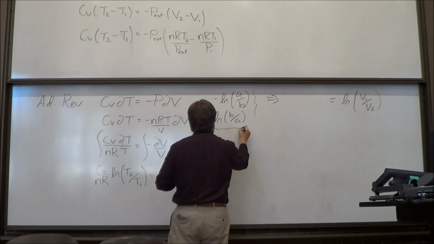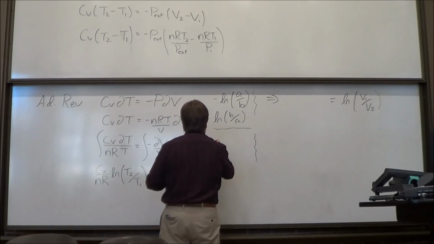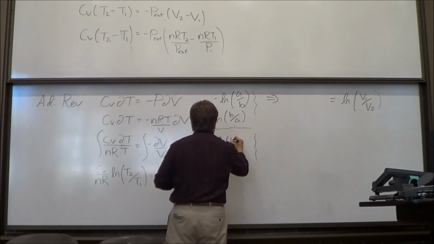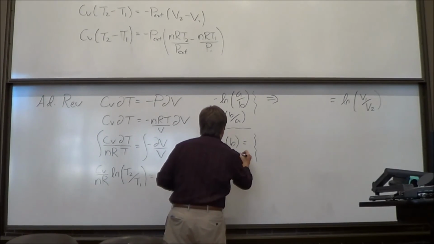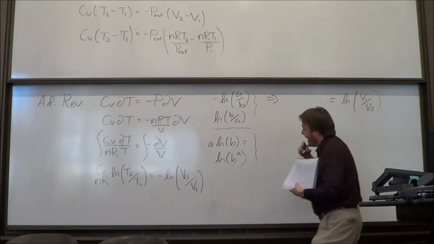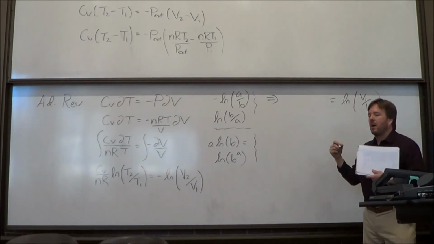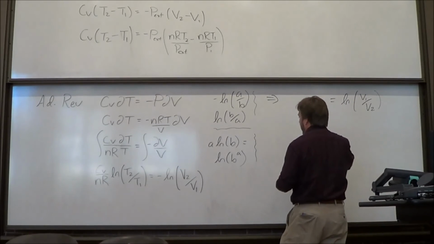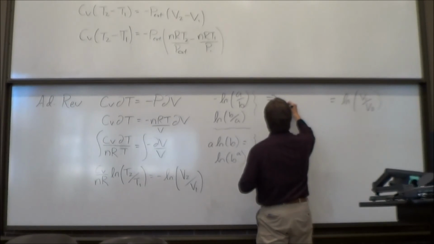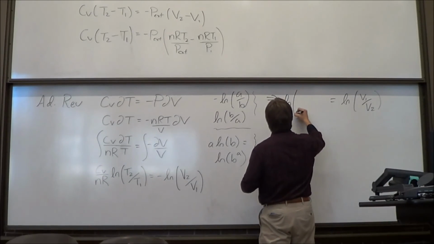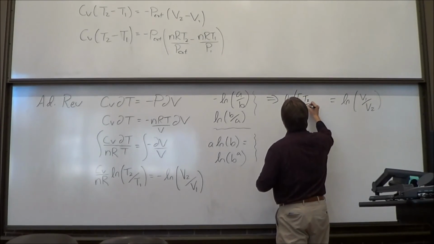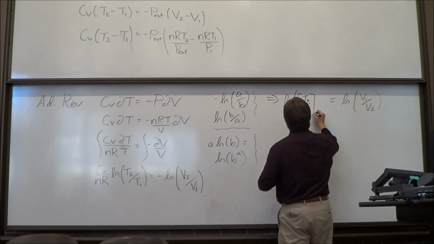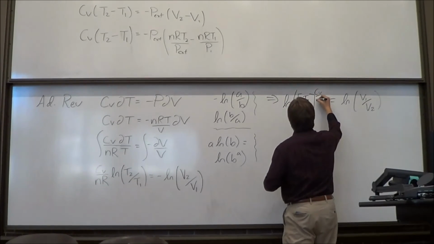And I also know that there's another identity, which is A ln B is equal to ln B to the A. Again, if you're not sure and you think you need it on a test or homework, plug the numbers in your calculator. And now what I've got is ln T2 over T1 and the CV over NR.